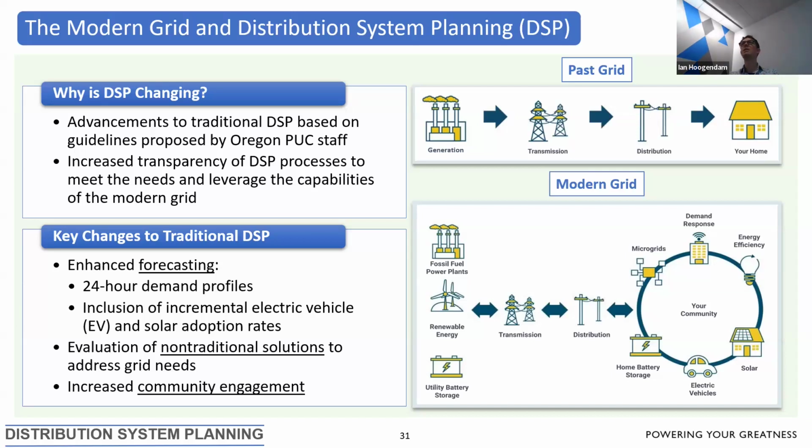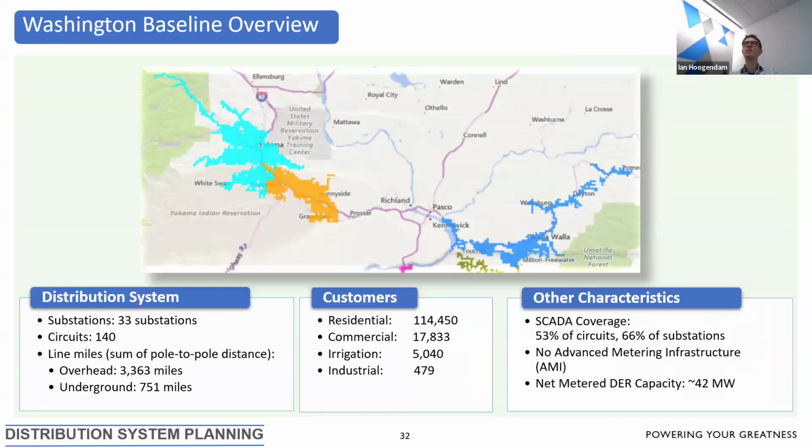Go to the next slide. So here we have an overview of the company's service area in Washington. The shaded areas on the map represent where the company is providing electric service. The company has 33 distribution substations in Washington, serving a network of 140 circuits. And the company maintains and operates around 3,400 miles of overhead wire and 750 miles of underground infrastructure. We serve about 137,000 customers in Washington, with the residential customers forming the majority.